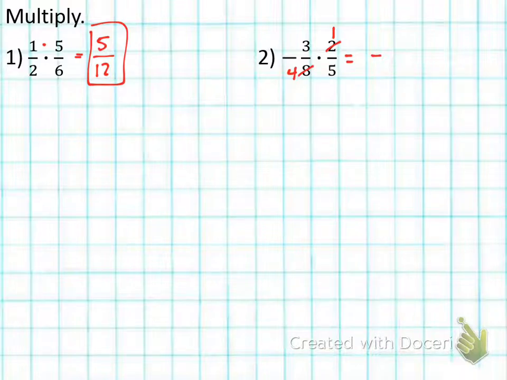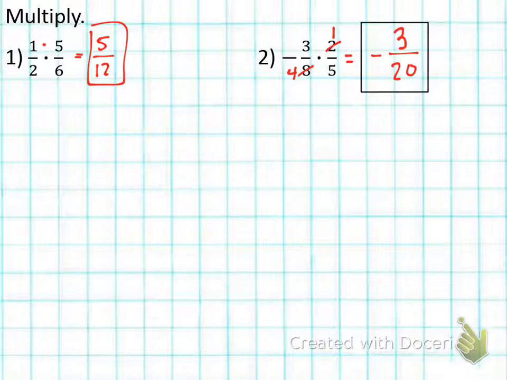Now I can multiply numerator times numerator, so it's going to be 3 times 1, which is 3, and 4 times 5 is 20. Thankfully I checked my positive and negative, so it's positive times negative, still a negative, and it can't simplify anymore, so that's my answer. So I'm boxing it. That's it. Negative 3/20 is the answer.